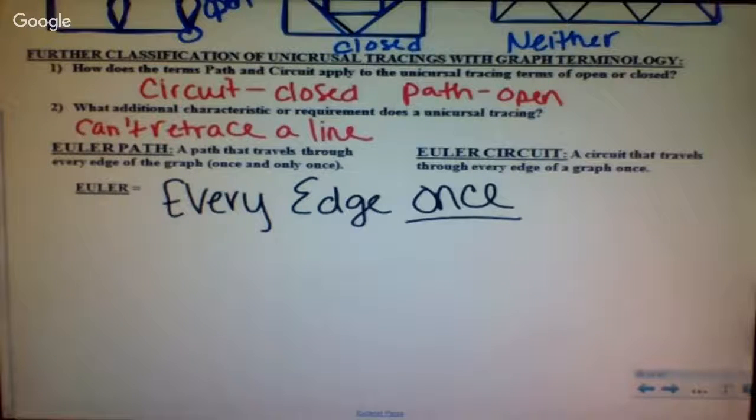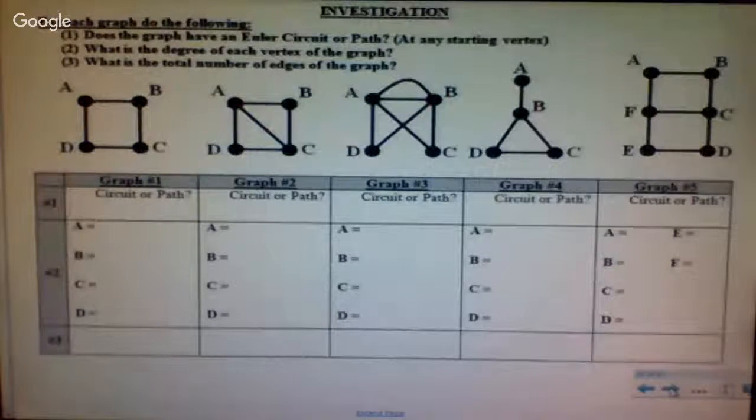Every edge once. Your biggest thing in the rest of this chapter is going to be every edge once. We've got some theorems to talk about, and instead of me telling you them, you're going to figure them out for yourself. So we're going to do this investigation. We said that we had a circuit if we could start at a dot, touch every line once, and make it back to that dot.